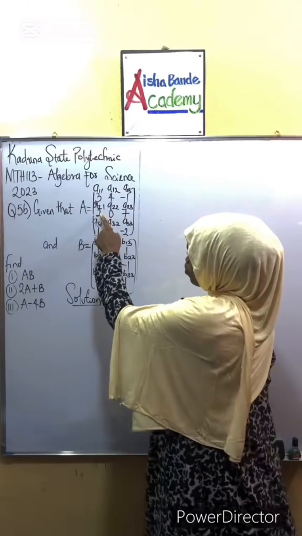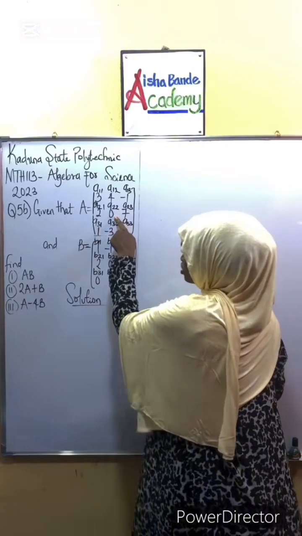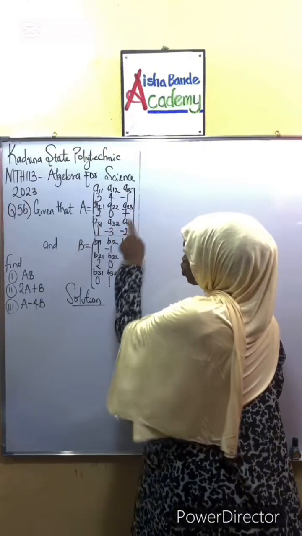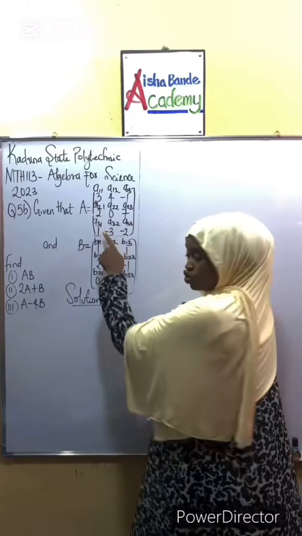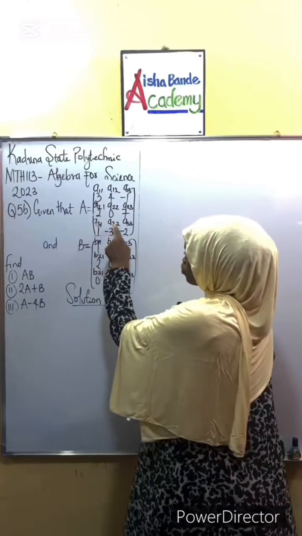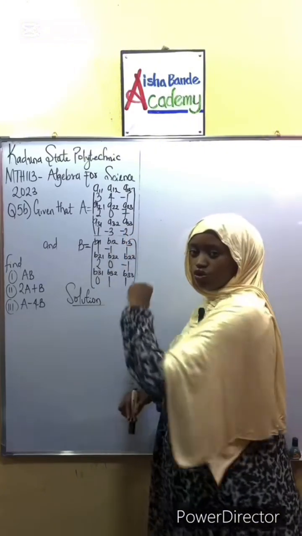Then to the second row, here we have this 2, which is on the second row but first column. 0 is on the second row, second column. 7 is on the second row, third column. Moving on to the third row, this 1 is on the third row, first column, then minus 3 on the third row, second column, while minus 2 is on the third row and the third column.